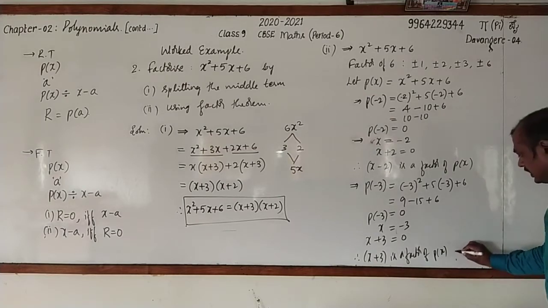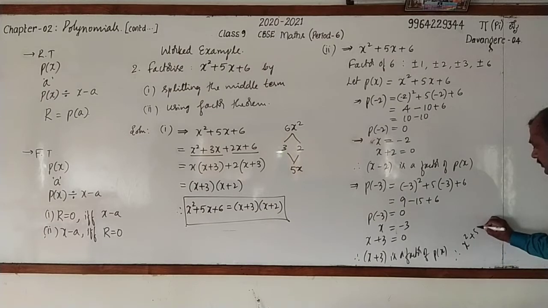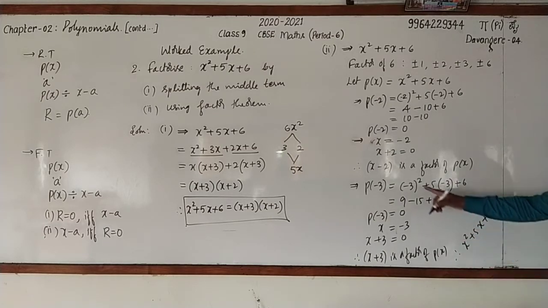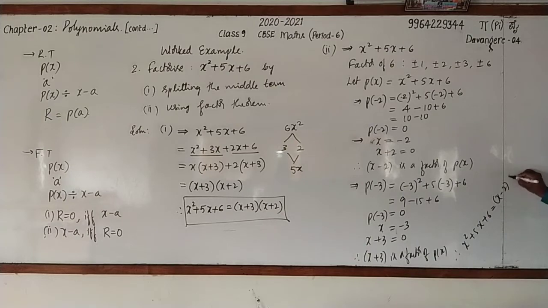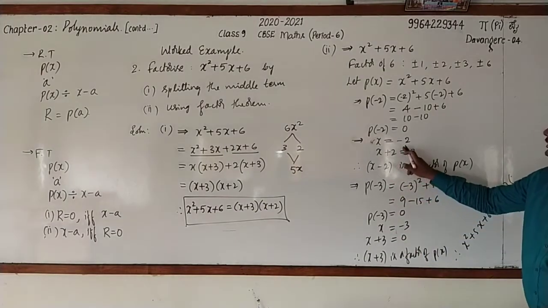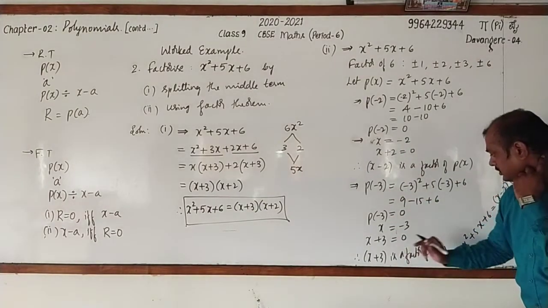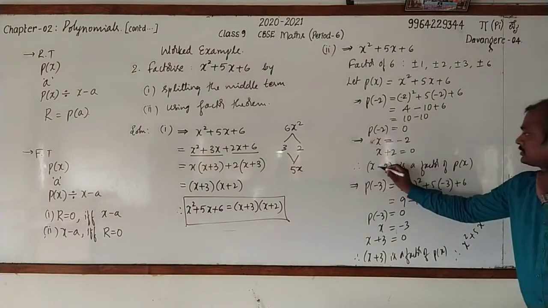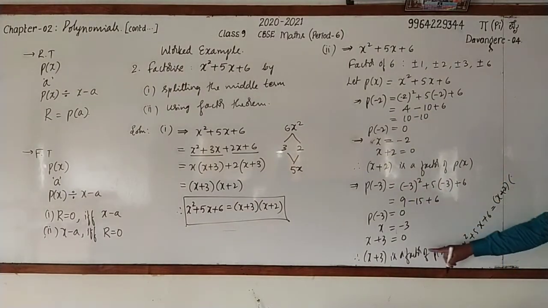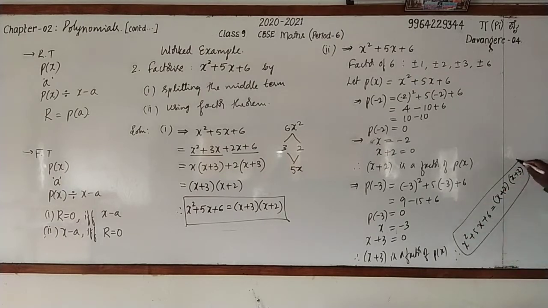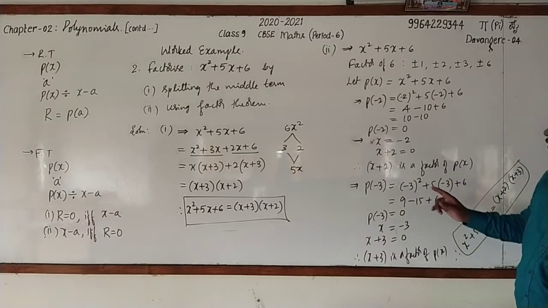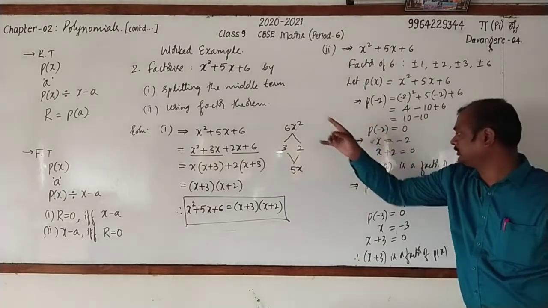So, conclusion. Therefore, x square plus 5x plus 6 can be written as, the first factor is x plus 2 and the second factor is x plus 3, and their product is x square plus 5x plus 6. Therefore, this is the factorization of the given polynomial. Did you understand? Yes. Please go for copying this from there to here.